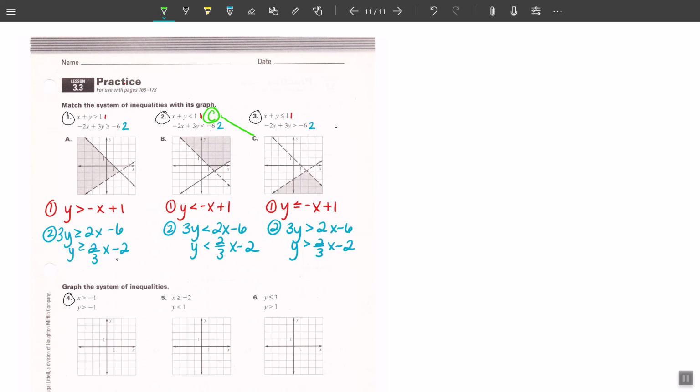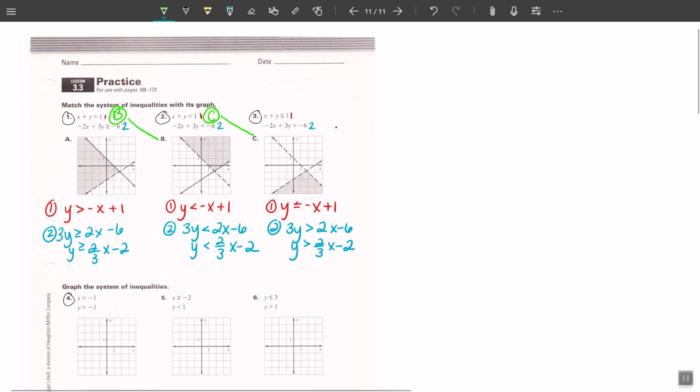Just to double check ourselves, we can check the blue line. So the blue line, we're looking for greater than or equal to. So that would be this line here, and it is solid. It is shaded above. We're looking for positive slope, a positive slope of 2/3. And we're looking for a y-intercept of -2, which we can see right here. So that's pretty clear that 1 is going to match with B.